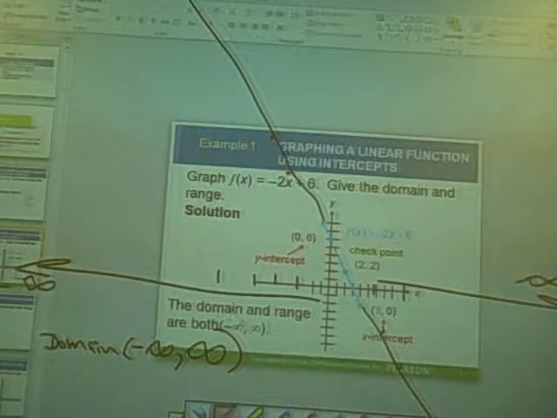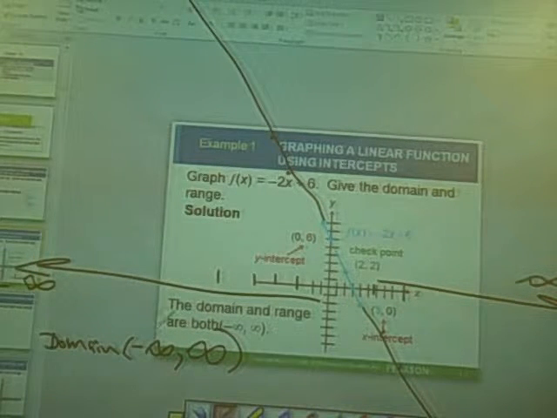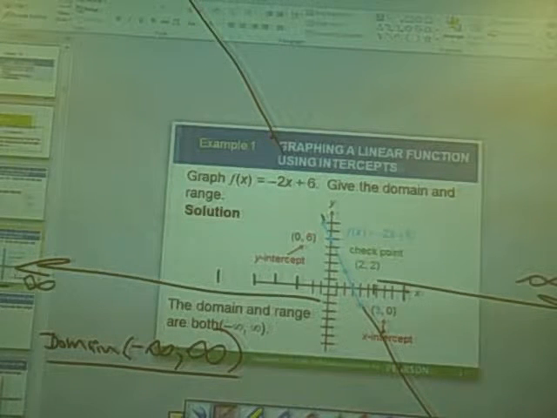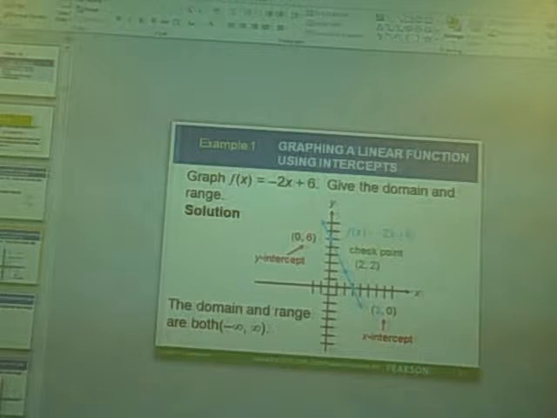And notice these parentheses at infinity are always open, because you can always go towards infinity, but you're never going to get to infinity. So that's why infinity is always open, whether it's positive or negative infinity. Okay, any questions with that? Another thing is linear equations are always going to have a domain negative infinity to infinity.